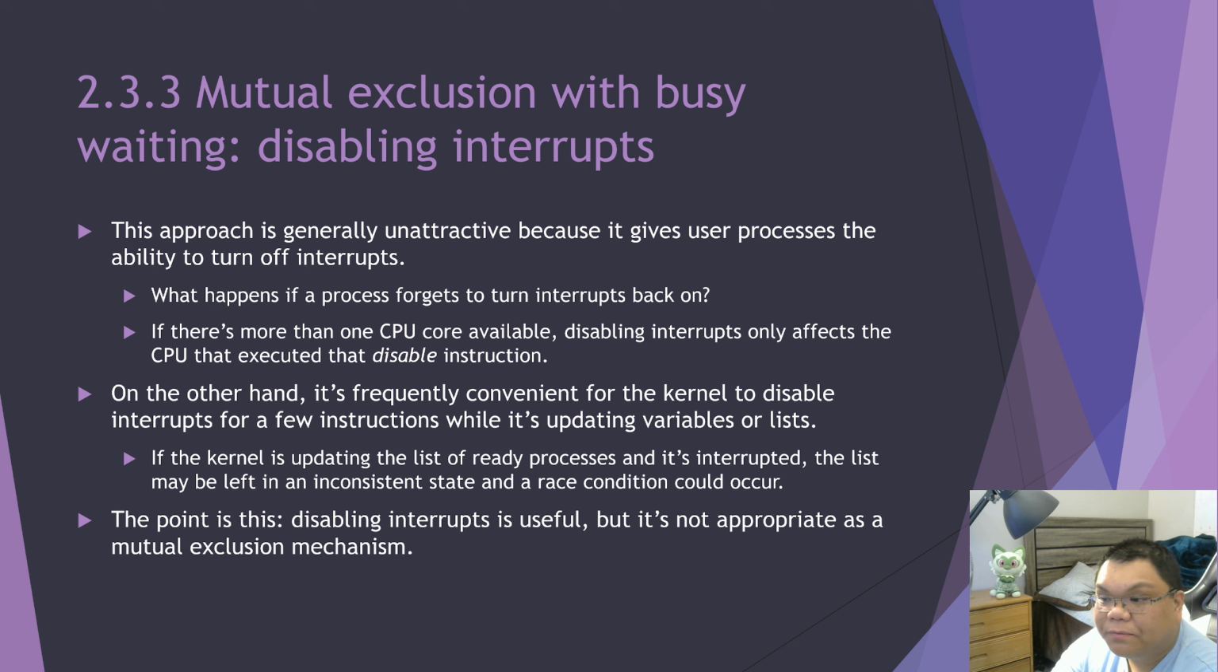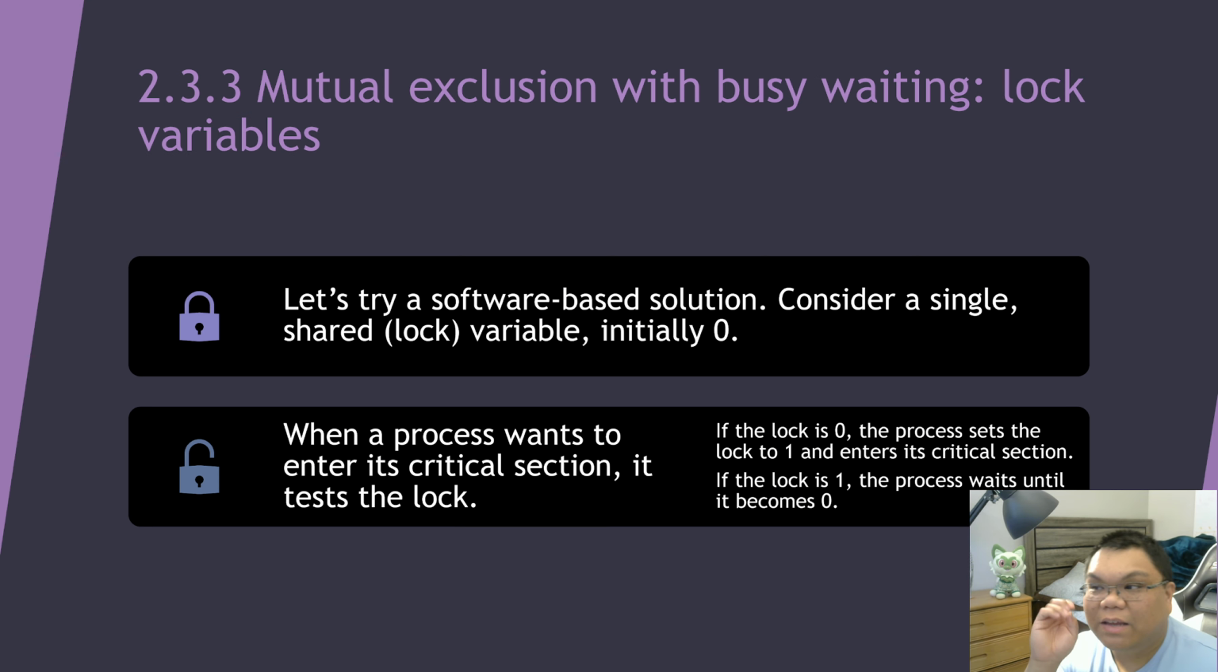On the other hand, it's frequently convenient for the kernel to disable interrupts when it's updating, say, the list of ready processes. That cannot be interrupted. The point is this: as useful as disabling interrupts is, it's not an appropriate solution for enforcing mutual exclusion. So we don't want to disable interrupts. Rather, we don't want to give user processes this much power, because it might break the whole system. But let's try a different solution.